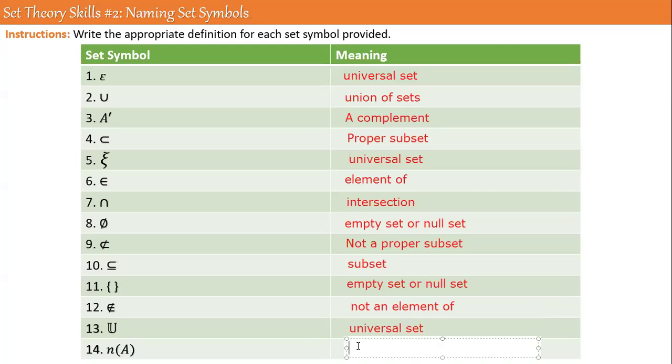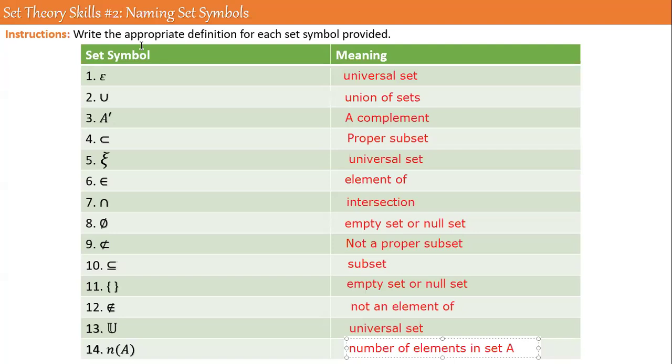Number of elements in A. Say it again. Number of elements in A. Very good. Number of elements in what? In set A. All right, that's how we have it. Any questions on this? Let me know, please, if you all have any questions. No, sir.